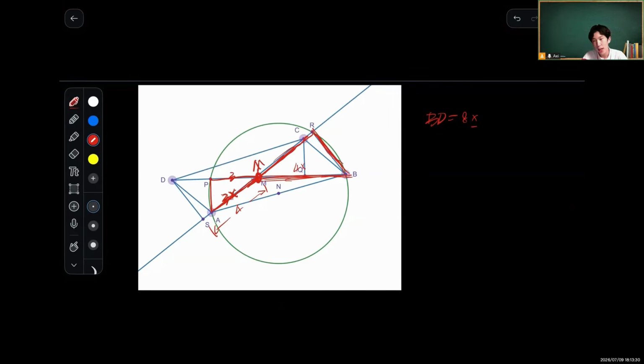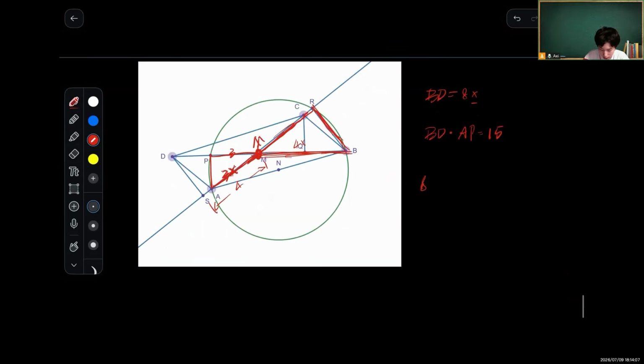Okay, and then now we can go back to analyzing which constraints we haven't used yet. And one of those is that the area of ABCD is exactly 15. So let's solve this because BD is 8x, that is known, and then AP is 3 times square root of x squared minus 1. This is equal to 15. Here, we can square both sides. That means 64x squared multiplied by 9 times x squared minus 1 is equal to 225.